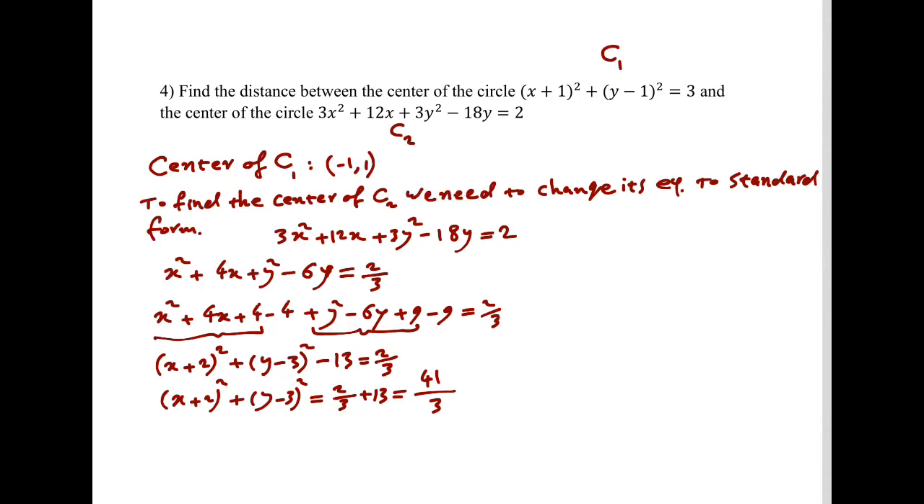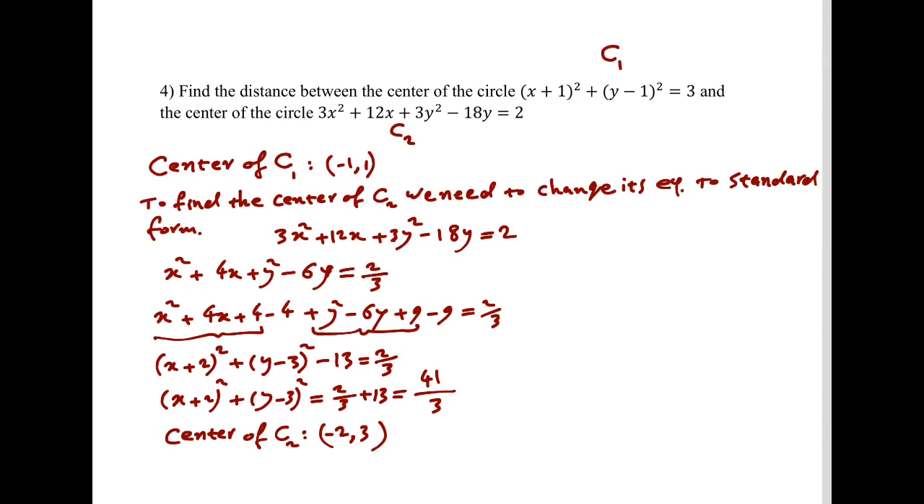Okay, so now what's the center of this circle? The center of C2 is, well, it's (-2, 3), and that's it. So we found the center of the first one is this point here. The center of the second one is this point over here, and now we need to find the distance between this point and that point. So we'll use the distance formula.